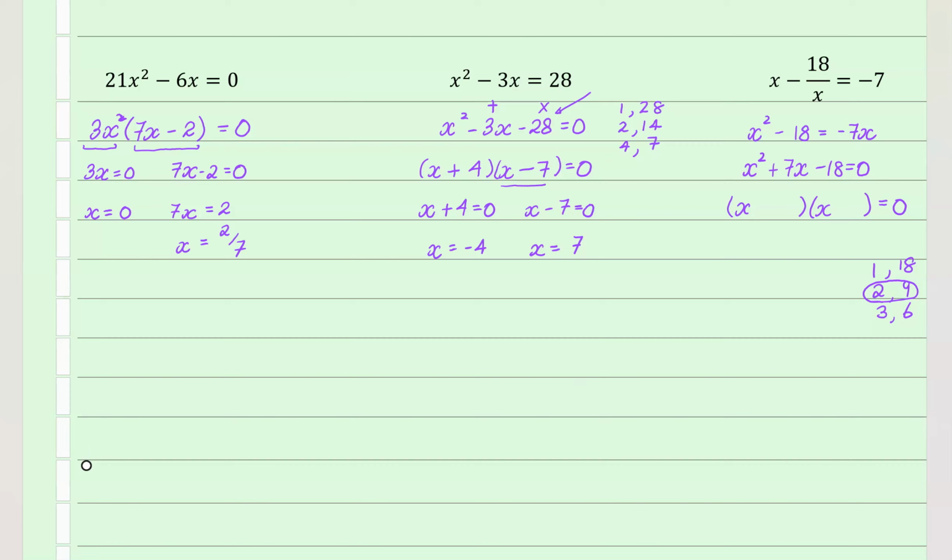Now, when you times them together, that means we want a negative answer. So one's got to be positive and one's got to be negative. But when I add them together, I want plus 7. So clearly that's positive 9 and negative 2.